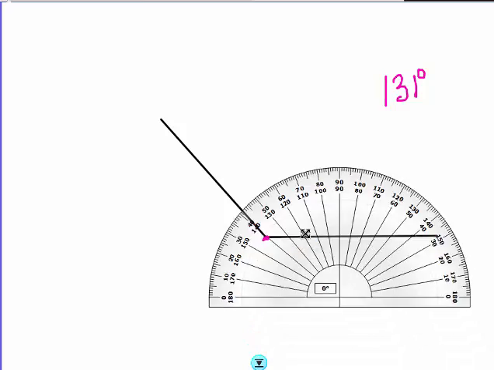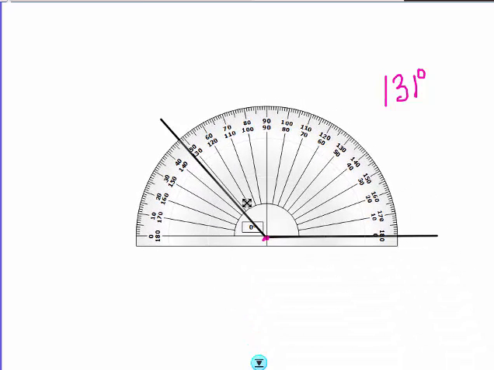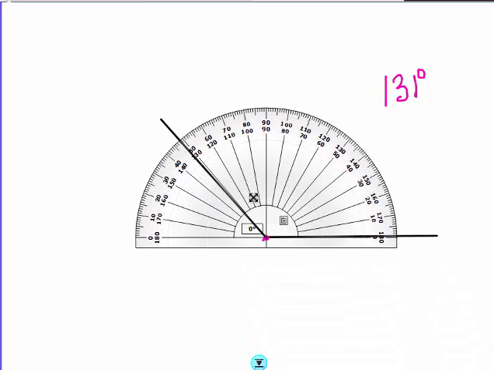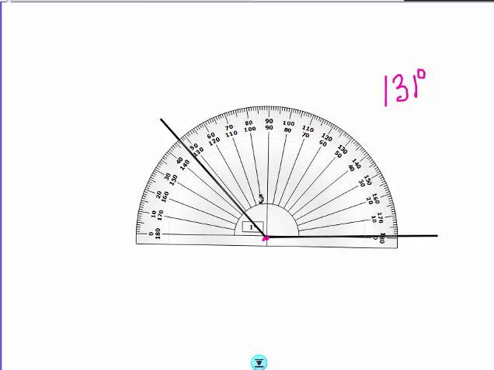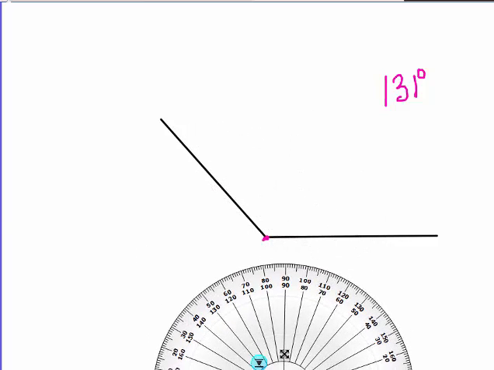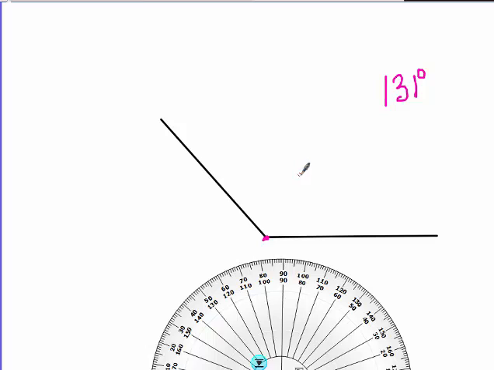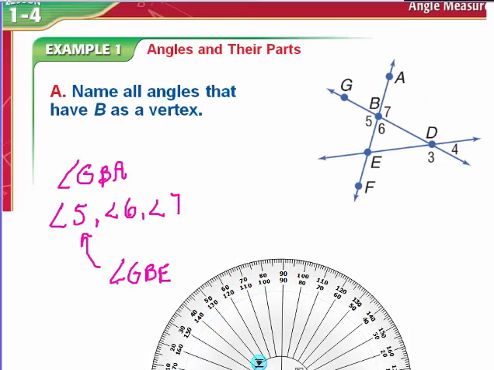Same kind of thing over here. If you were to line this up here, and sometimes students will use the wrong scale looking at this, and they might say this is 52 degrees. Well, 52 degrees should be an acute angle. This is an obtuse angle right now, so I know that the 52 degrees could not be correct for this. Okay, so be careful about lining it up and measuring your angles.